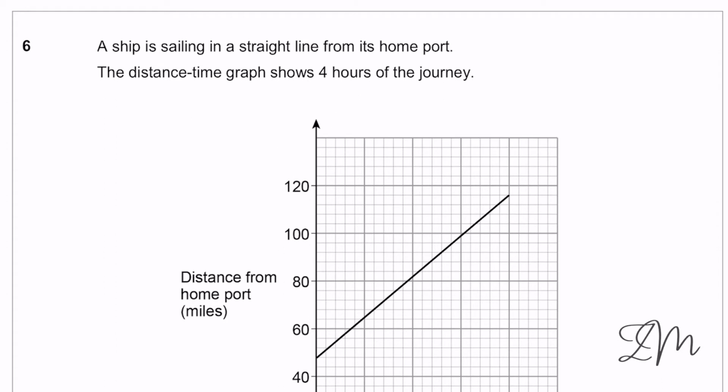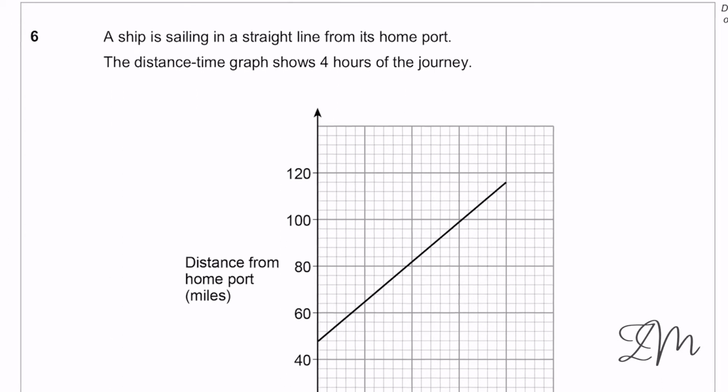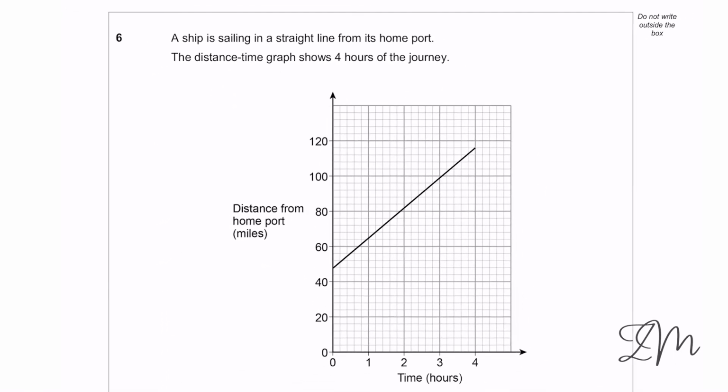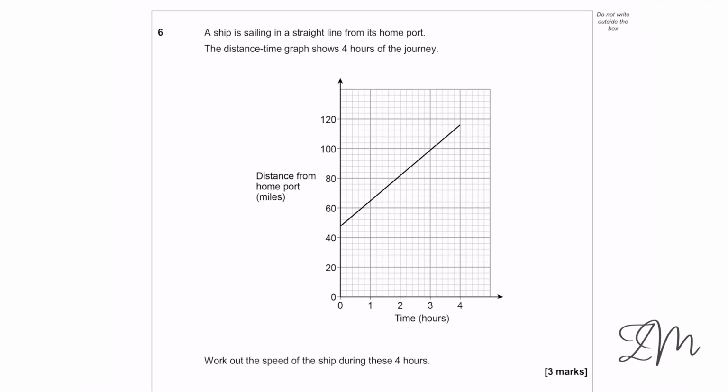A ship is sailing in a straight line from its home port. The distance time graph shows 4 hours of the journey. Work out the speed of the ship during these 3 hours.